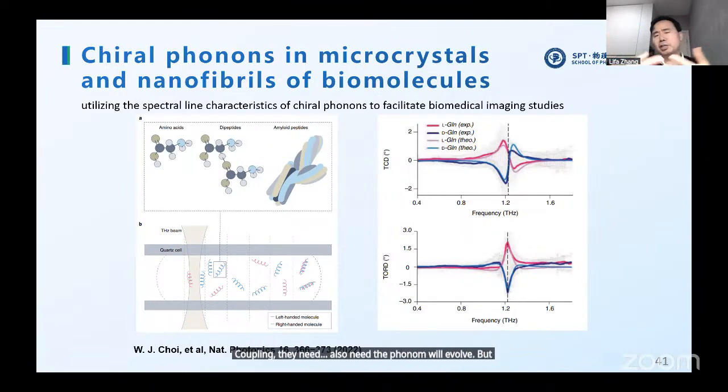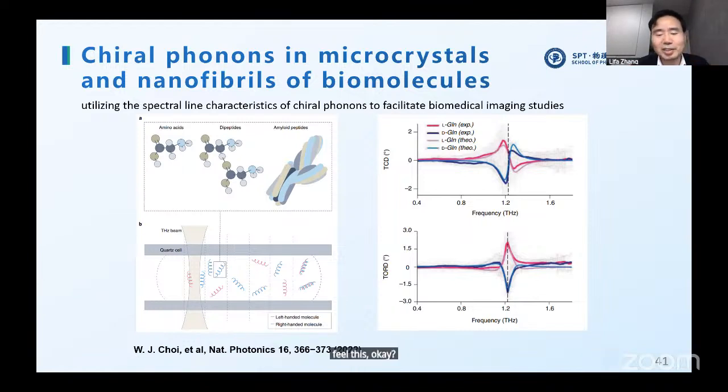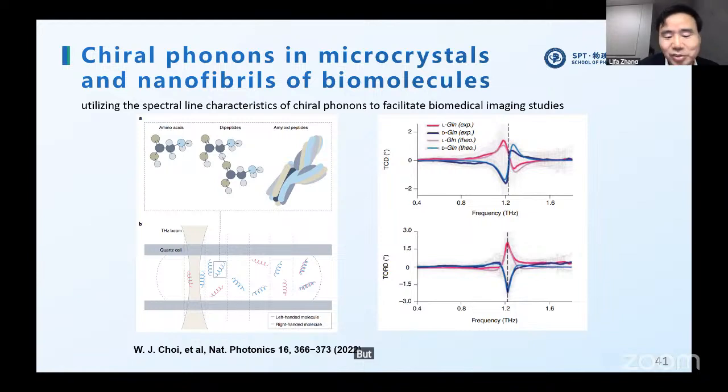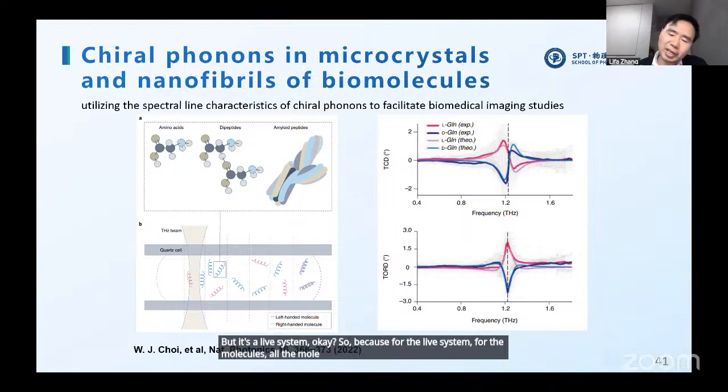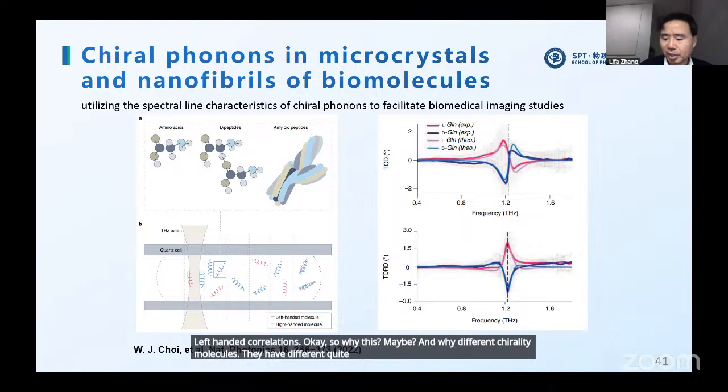But the phonons can only propagate in one direction. So for another chirality of material, they cannot feel this. When you feel something, you need some interaction, and this interaction may be the phonons. So it may give us some new ideas for the life system. For the life system, all the molecules are left-handed chiral molecules. So why do molecules of different chirality have quite different properties?